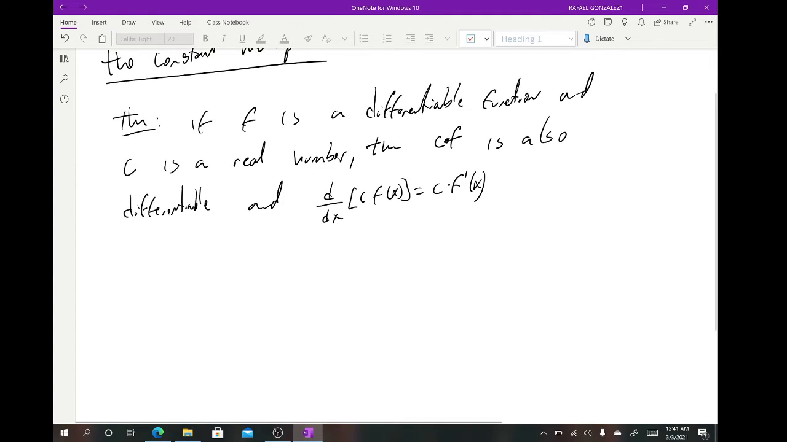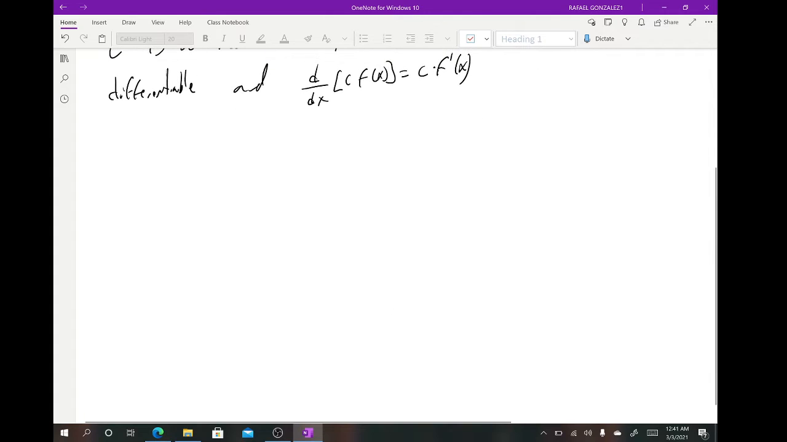So basically what this is saying is that if you have a constant multiplied by a function, then it is the same thing as taking that constant and multiplying it by the derivative of the function. I'm not going to prove this. Maybe during office hours I'll prove it if you want to see it. It's a short proof, but I want to focus on the examples.